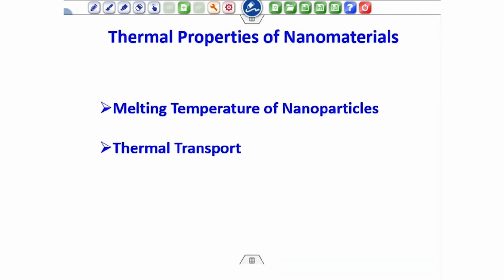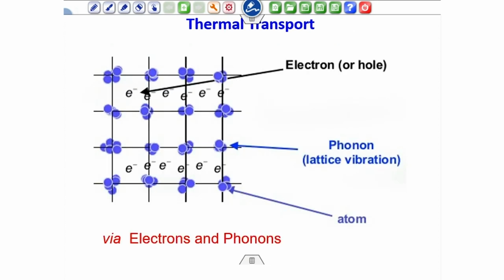As you know, thermal transport and the melting temperature of nanomaterials are important aspects to be considered while designing any component using nanomaterials. In any device, heat is transported by either electrons or holes and phonons, which are nothing but lattice vibration. Electrons in a metal are free, they are not bounded or localized, rather they are delocalized electrons which can move from one place to another without much hindrance.